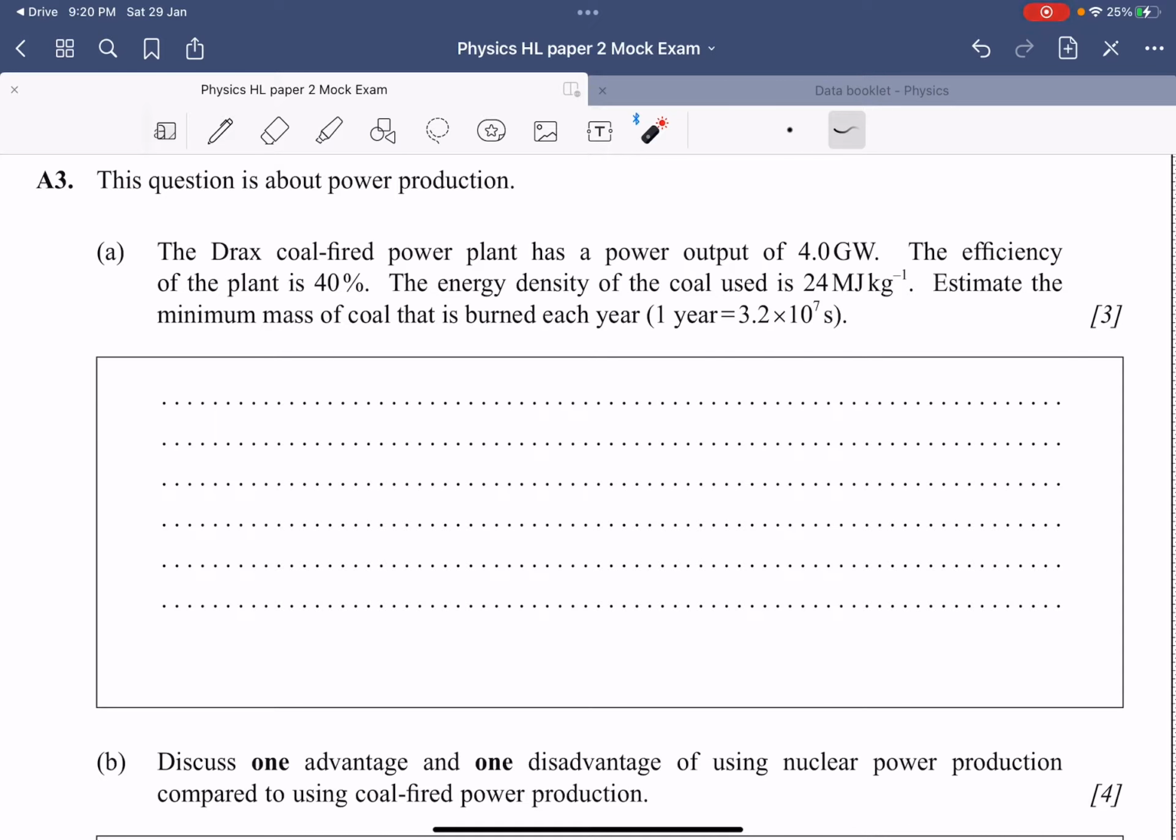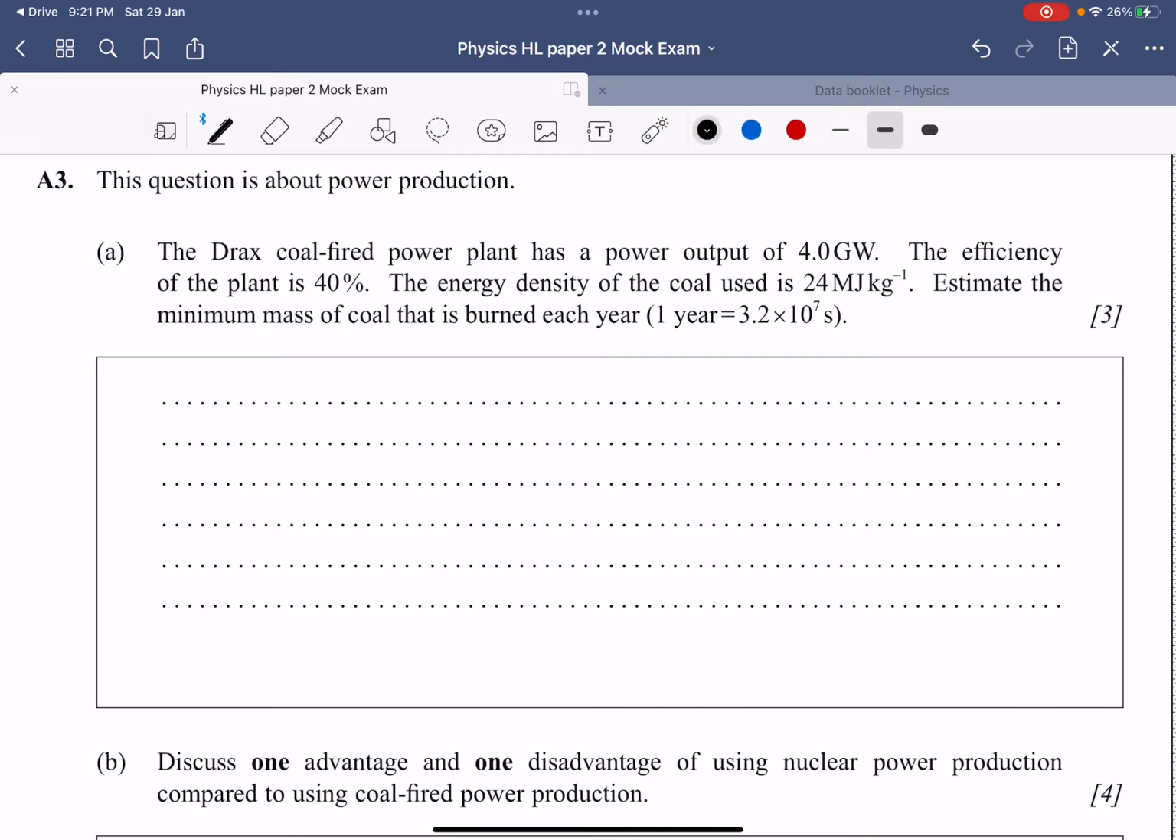The efficiency of the plant is 40%. The energy density of the coal used is 24 megajoules per kilogram. Estimate the minimum mass of coal that is burnt each year. And they've given us that 1 year is equal to 3.2 times 10 to the 7 seconds. So in this question, they want us to find the mass of coal that is burnt each year.